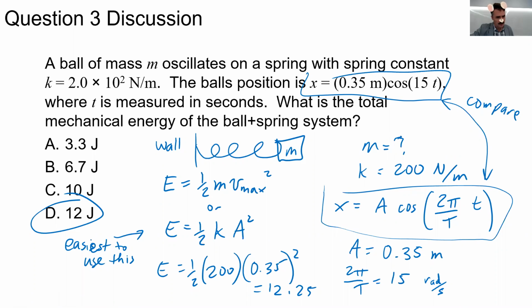And Sunny's been asking, the amplitude is equal to the maximum displacement away from equilibrium. So it's the maximum value of x. And the amplitude is a constant.